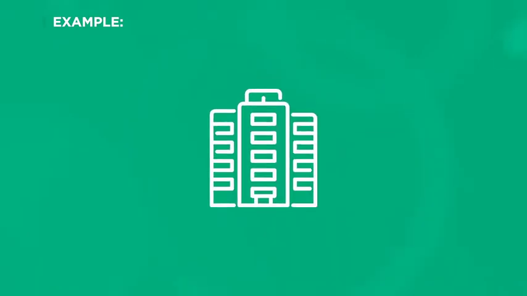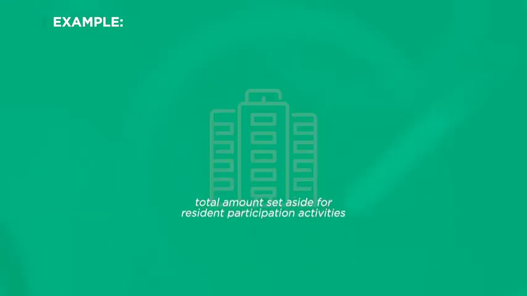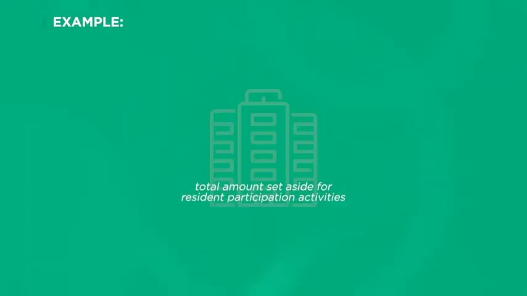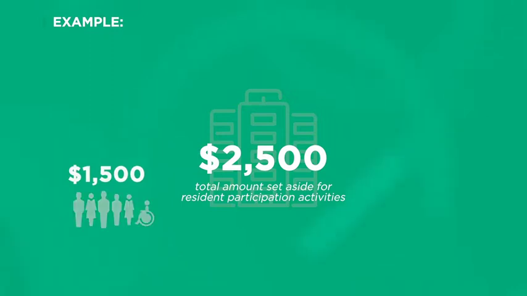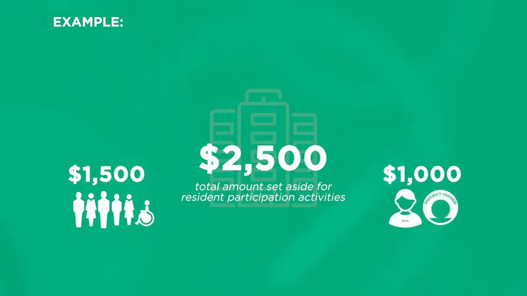So let's look at an example of what this means for a resident organization's annual budget. For example, in a 100-unit building with all units occupied for the full calendar year, the total amount set aside for resident participation activities is $2,500. Of this, at least $1,500 must be provided to the resident organization. This means the resident organization budget is $1,500 for the year. The remaining $1,000 can be used by the PHA or project owner to support resident participation activities.